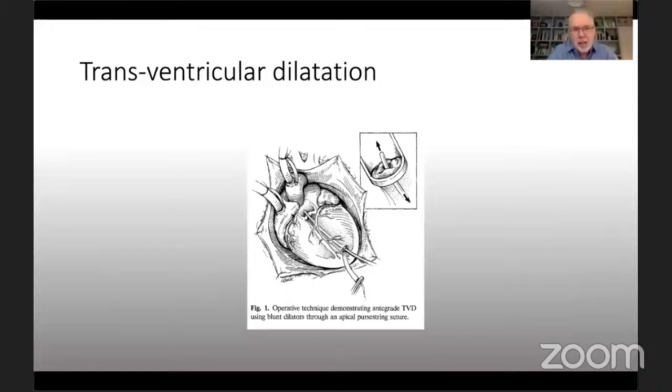And what they were doing at that stage was a transventricular dilatation, which in many ways is similar to balloon dilation because the surgeon could not see the valve itself. He was approaching it through an apical purse string suture using progressively larger dilators to achieve a result.